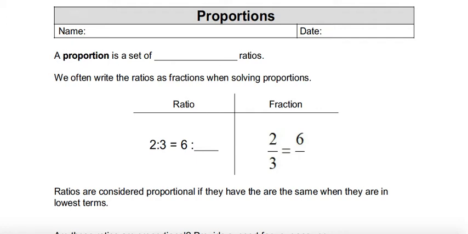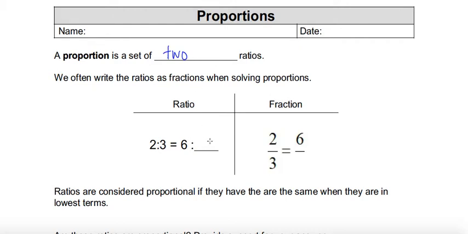Proportions. A proportion is a set of two ratios. We often write the ratios as fractions when solving proportions. So we could write our ratio as 2 to 3, and then this would be the same as 6 to a number, which we can learn how to solve, or we can write it as a fraction. So 2 over 3 is equal to 6 over a number, again, that we could solve. And I'm going to show you how to solve for those missing values.